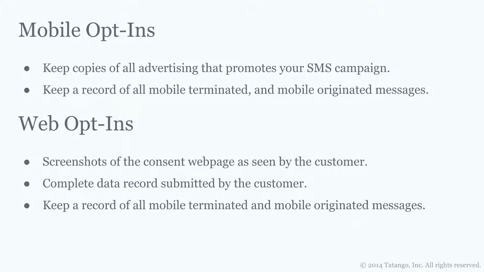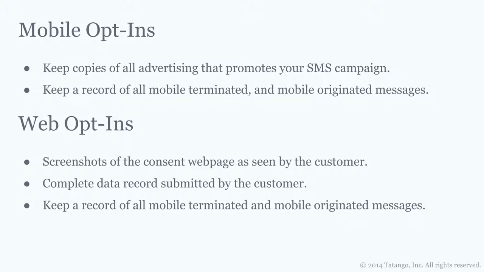Keep copies of all advertising that promotes your SMS campaign. If you run a billboard, keep a copy of that. Don't keep a copy of the entire billboard, but keep a copy of the picture of the billboard so they can see that disclosures were made. If it's on a website, take a screenshot. If it's in store, take a picture of it, or take the PDF file that you make the in-store advertisements from and save that. And then keep a record of all mobile terminated and mobile originated messages.